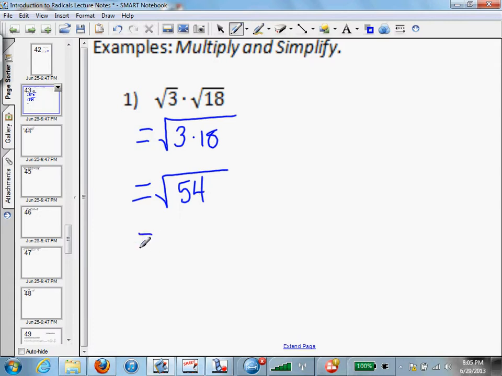And 54 can be thought of as the product of 9 and 6. And what we did was we just took 54 and tried to find something that was a perfect square inside of it. And the 9 can come out of the square root as a 3, leaving the 6 under the radical.